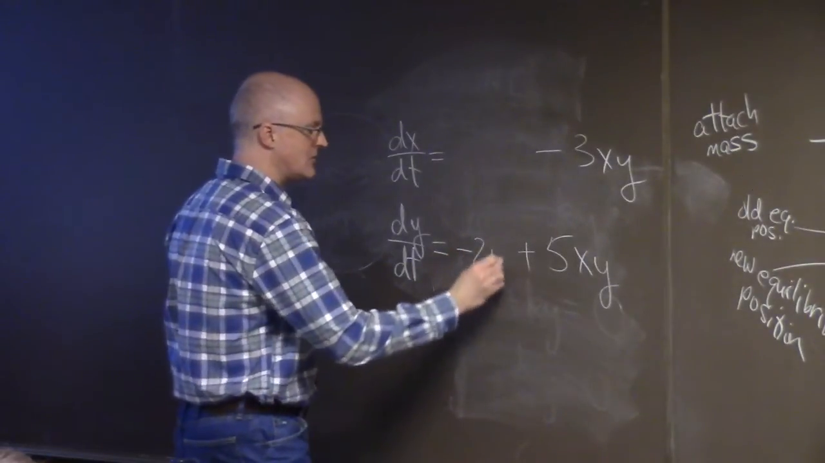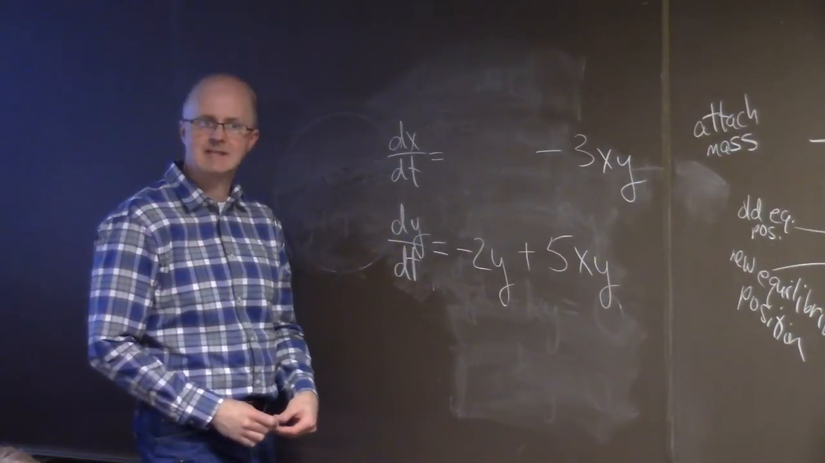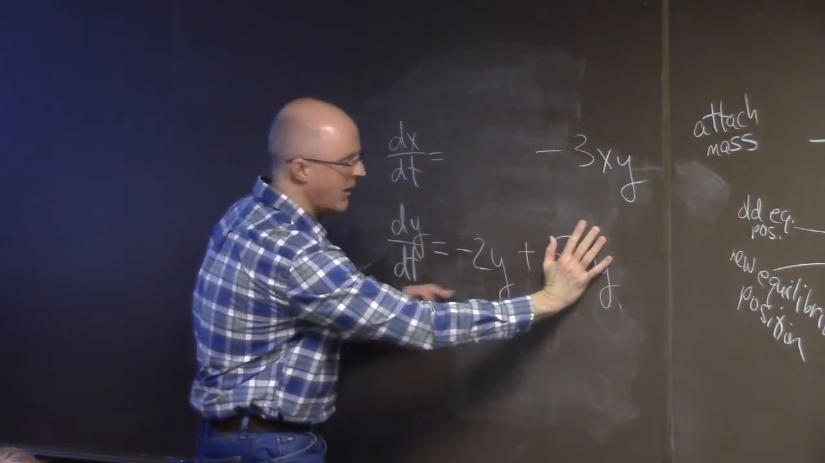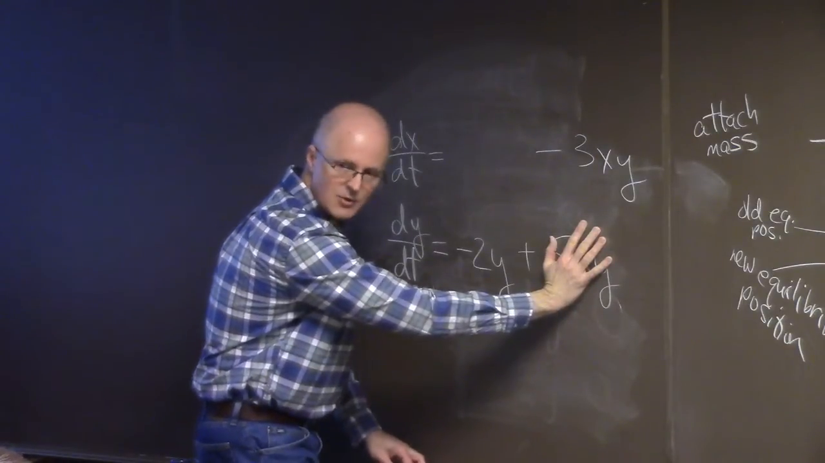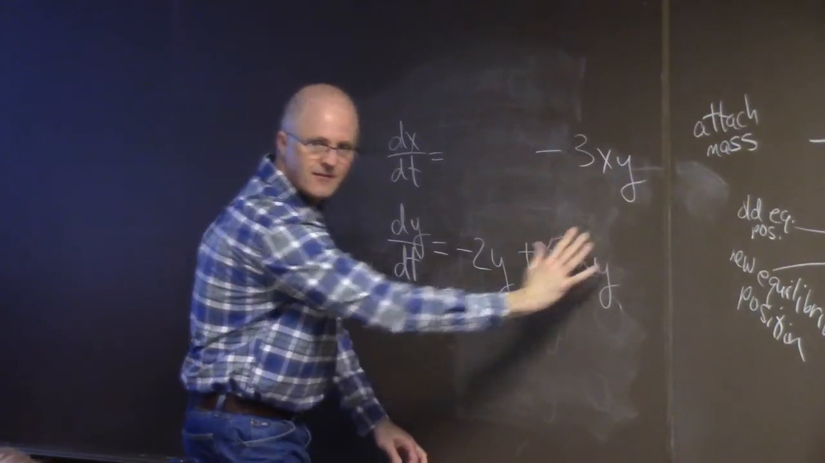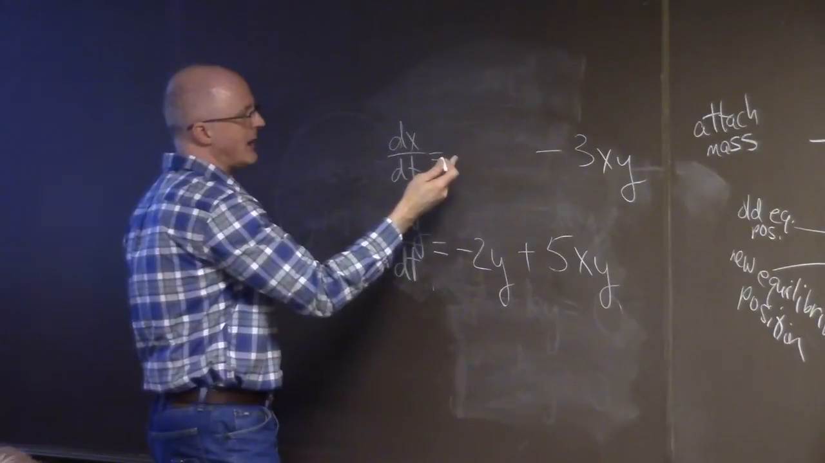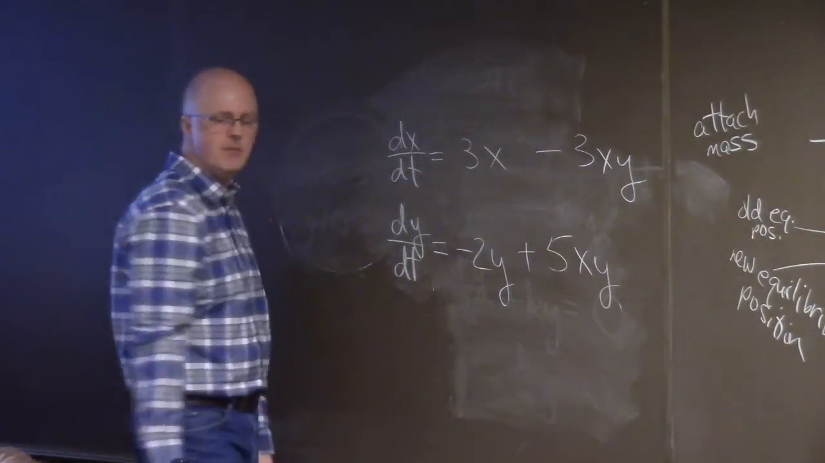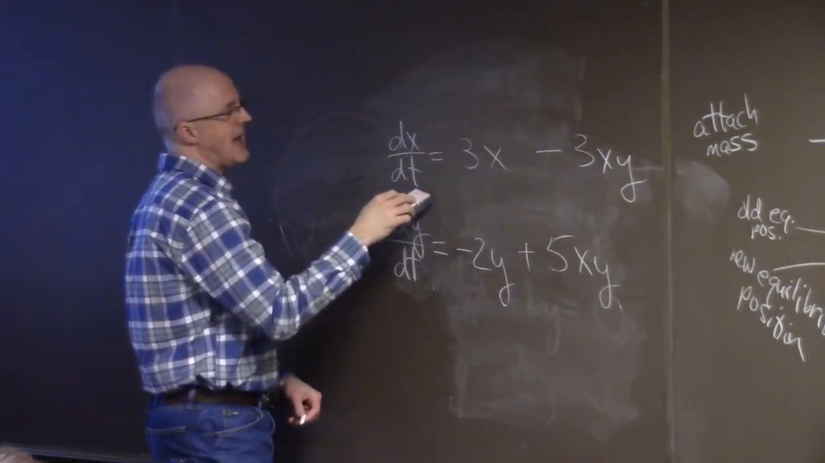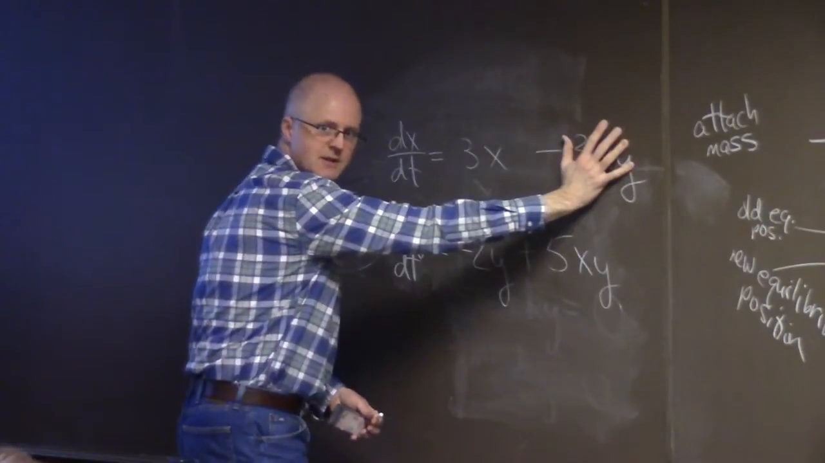Maybe -2Y is going to reflect the fact that Y dies off when X is 0. Because when X is 0, this term goes away, and the equation reduces to dy/dt equals -2Y, which is an exponential decay. Does that make sense? Now I could just put like a 3x there, and that would be okay. It would be a predator-prey model, saying, well, the prey eats something else, so in the absence of the predator, they flourish.